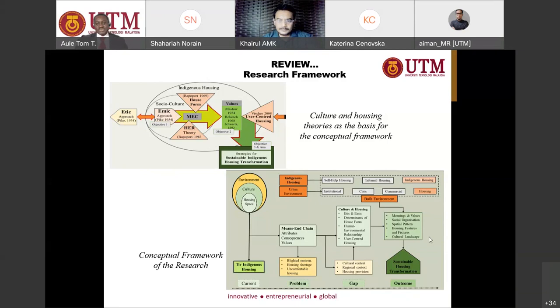So in the main framework, you see the housing aspects of it, the built environment here. These are the current issues, the problem, the gap, and the outcome here. So this housing is sieved through the social and cultural theories in between them, to attempt to solve the problem of bringing sustainable transformation strategies.